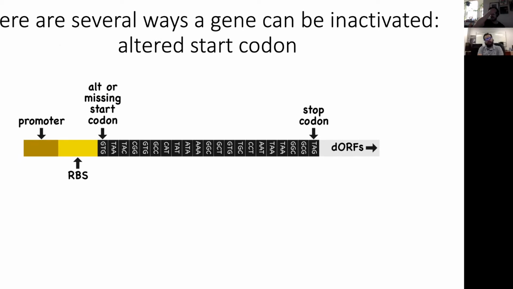However, if you have a promoter that's intact and a ribosomal binding site that's intact, the gene will still be transcribed and will still bind the ribosome. But if you have an alternative or missing start codon, for example, here I show an ATG that suffered a mutation to a GTG, which is also a start codon, but a less efficient one. Alternatively, you could have some other mutation that removes the start codon completely. In that case, you might have a stalled ribosome that becomes stuck on the transcript and never really starts translation.